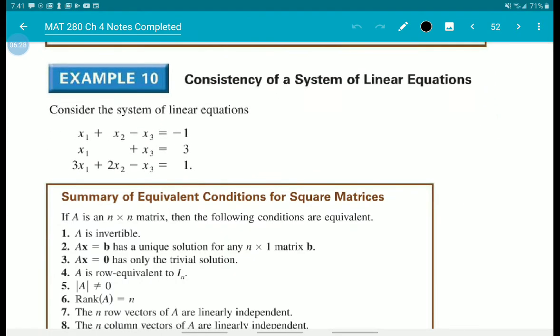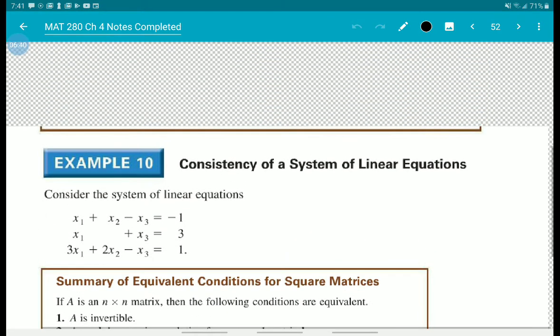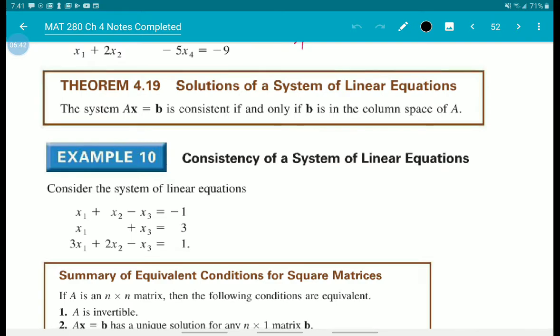Let's look at example 10. Let's consider this system of equations. Now, before that, we have theorem 419. Let's read what that says. We have solutions of a system of linear equations. The system Ax equals b is consistent if and only if b is in the column space of A. So consistent means that we have either one solution or an infinite number of solutions.